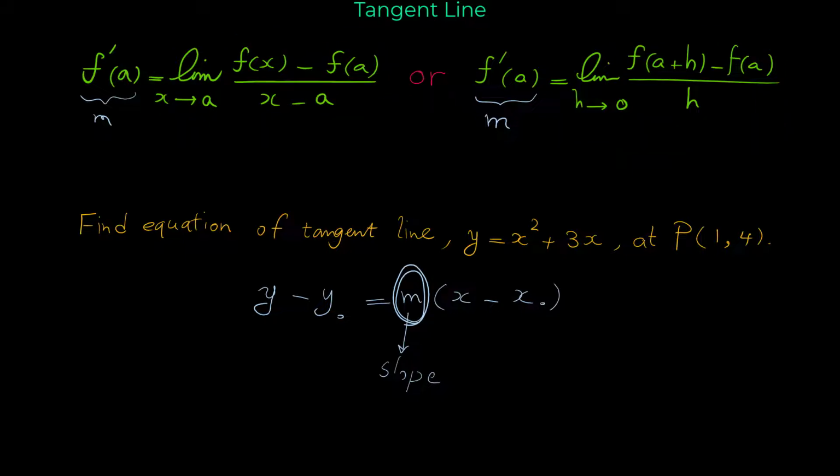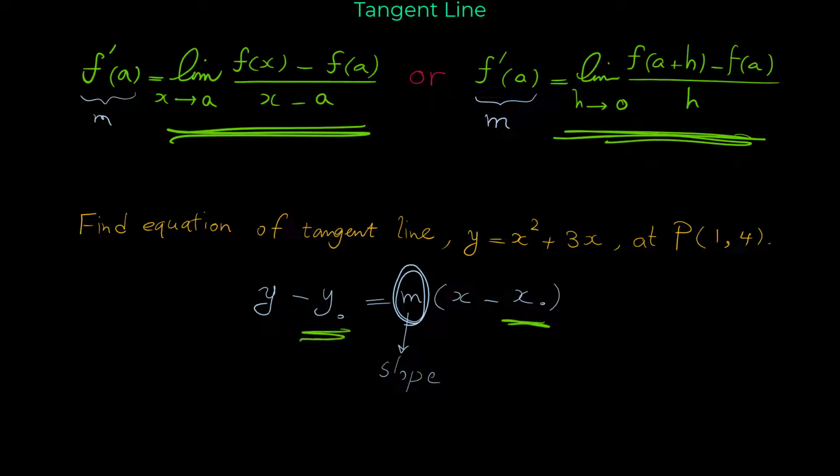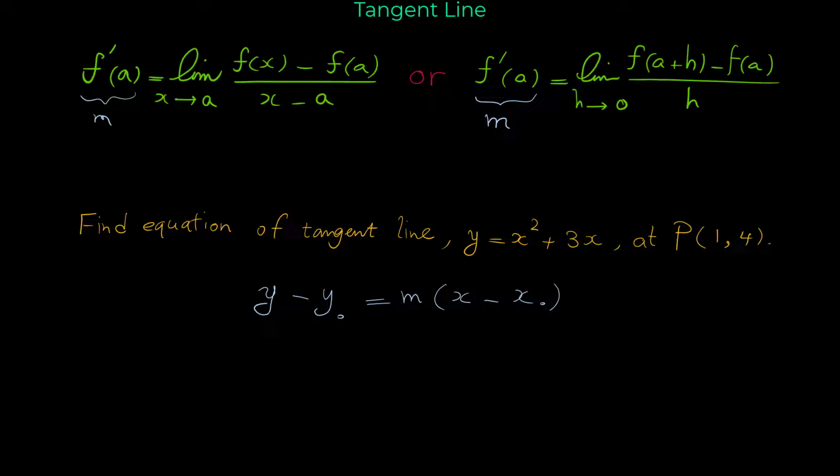So the process of finding the equation of the tangent line basically is finding these limits, because this is the most important part. We have the point, we have x0 and y0. We only have to find the slope of the tangent line. And how can we find the slope of the tangent line? By using this formula or the other one.